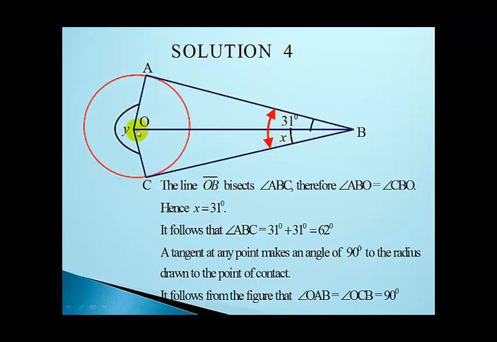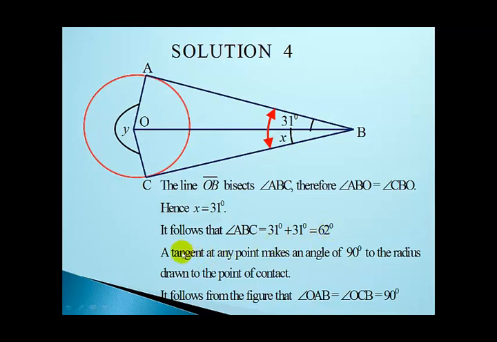The line OB bisects angle ABC, and therefore angle x equals 31 degrees. So the value of x equals 31 degrees. Now if x equals 31 degrees, then the total angle at B will be 31 plus 31, and that is 62. So angle ABC, the angle at B, equals 62 degrees.